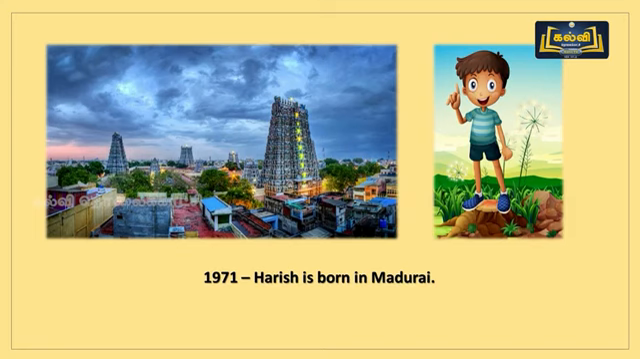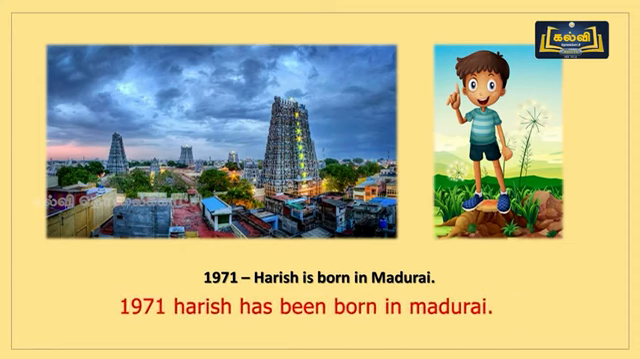In this sentence, the auxiliary verb is given, so you will use the be form verb along with the past participle. So, 1971, Harish has been born in Madurai. Since is there, you are using has been born in Madurai.